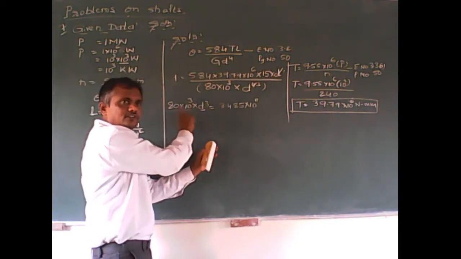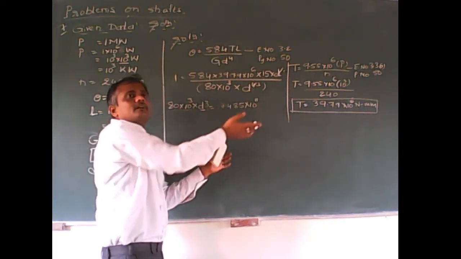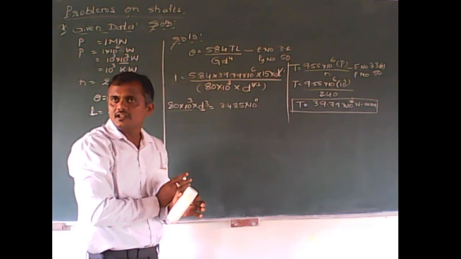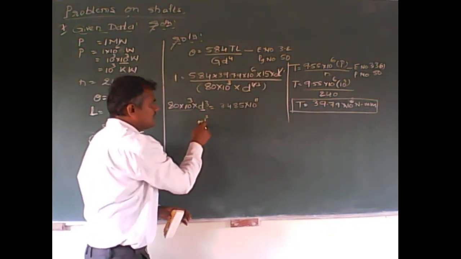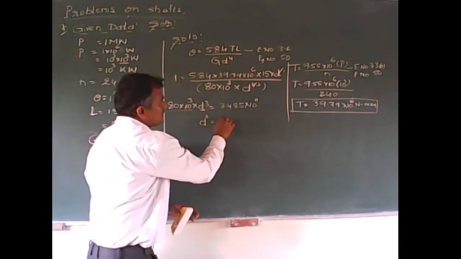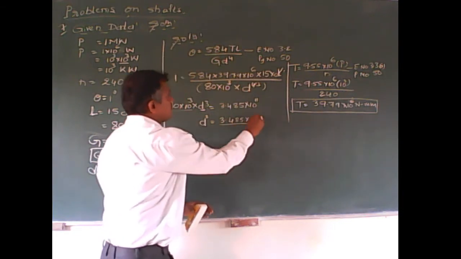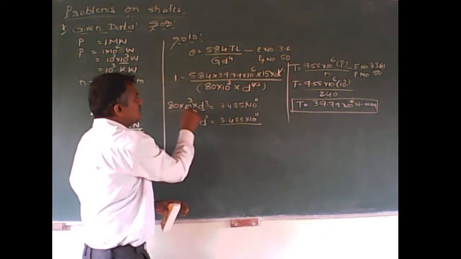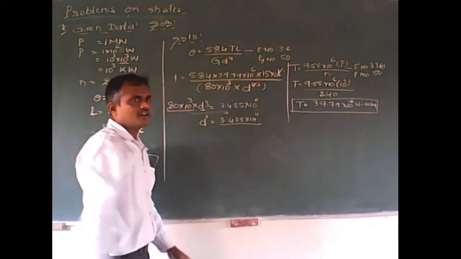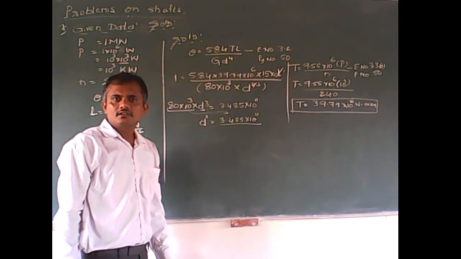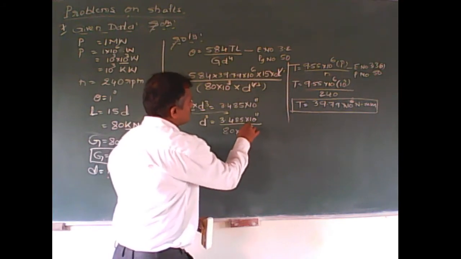See, what is the relation it has? It's a product, right? When it goes to the right hand side of the equal sign, it becomes divisible. Correct? Basic mathematics. So D cube as it is, and below it I write: equals 3.485 into 10 raised to 11 upon what? This should go to the denominator side. Correct? So it becomes 80 into 10 raised to 3.